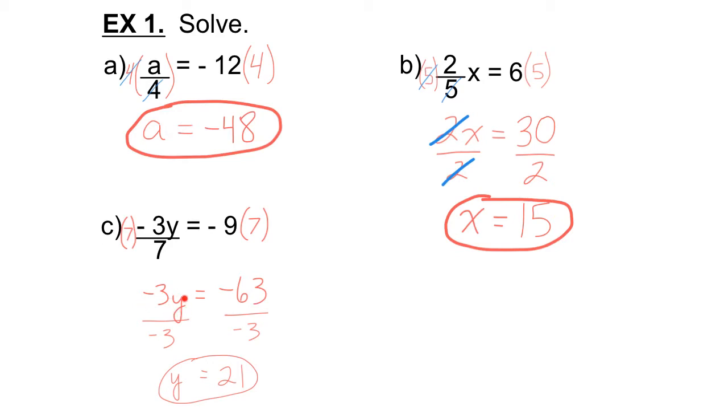I want y by itself, so I have to divide both sides by the coefficient in front of the y, which is minus 3. So divide both sides by minus 3. I end up with y on the left. Negative 63 divided by negative 3 is positive 21. So y equals 21.